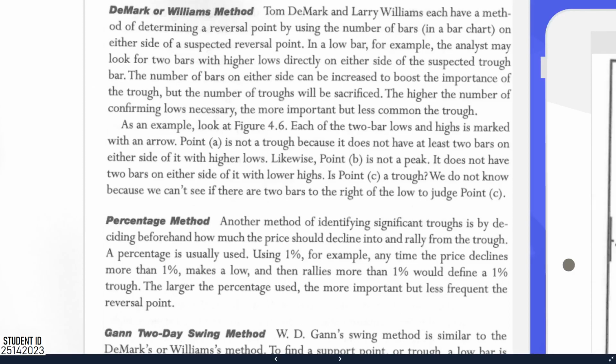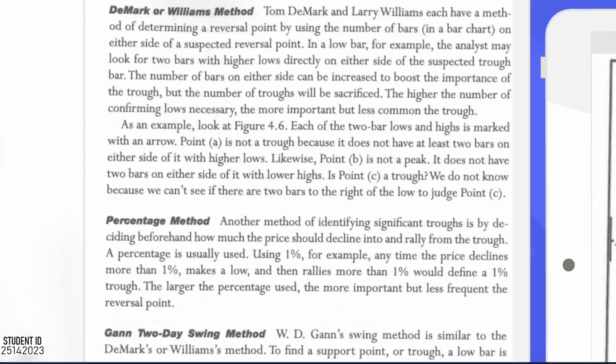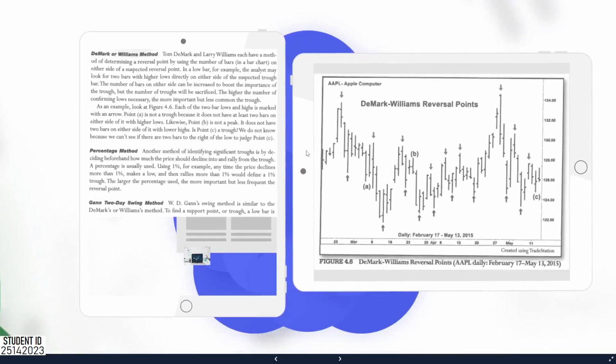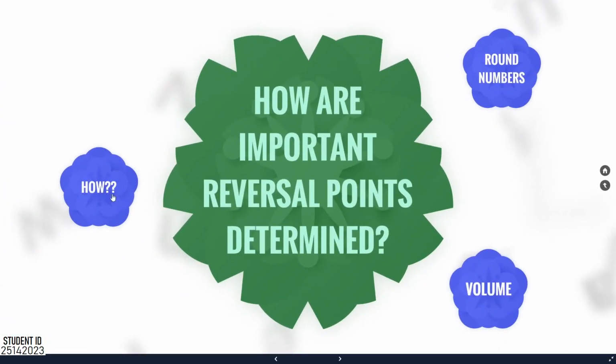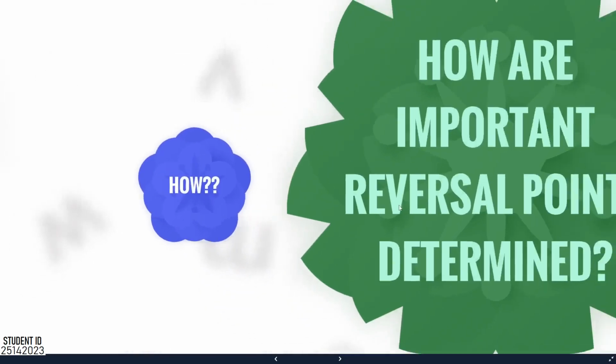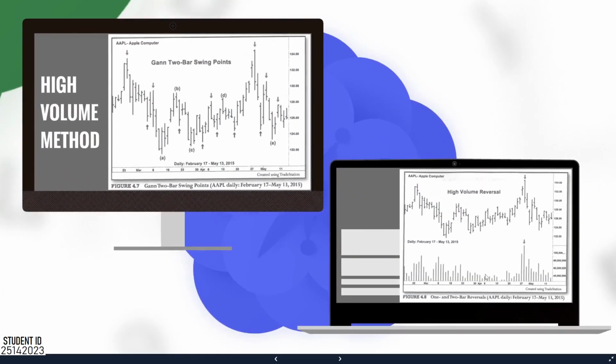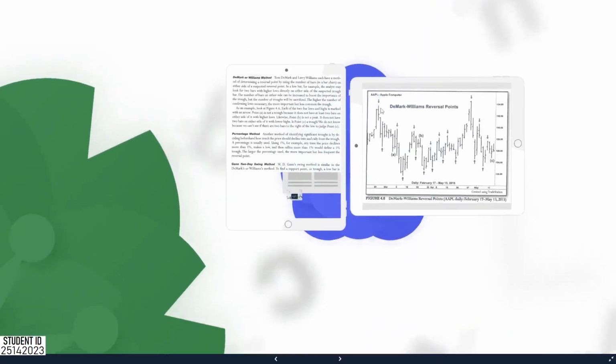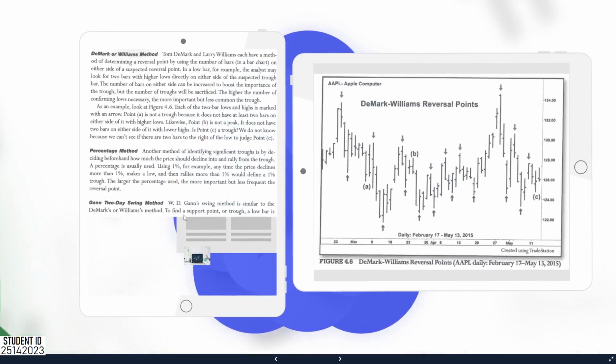Then comes the Gann 2-day swing method. The Gann swing method is similar to the DeMark-Williams method. To find a support point or trough, a low bar is identified. Once the low bar is identified, let me get to the chart.